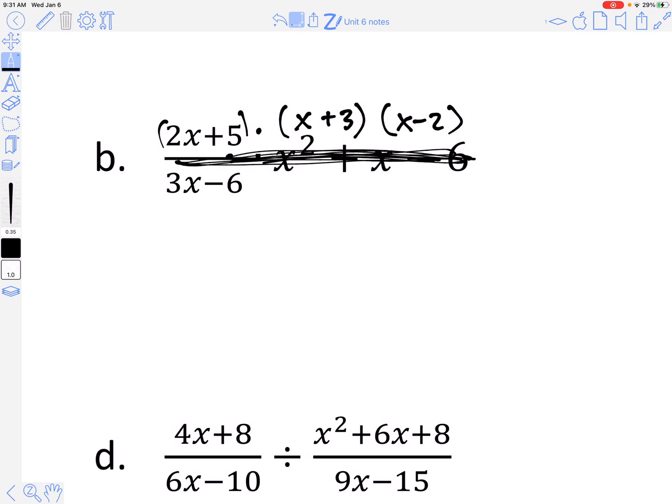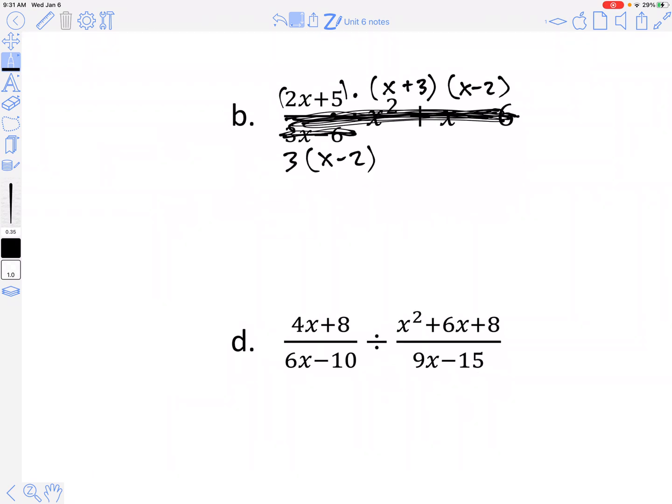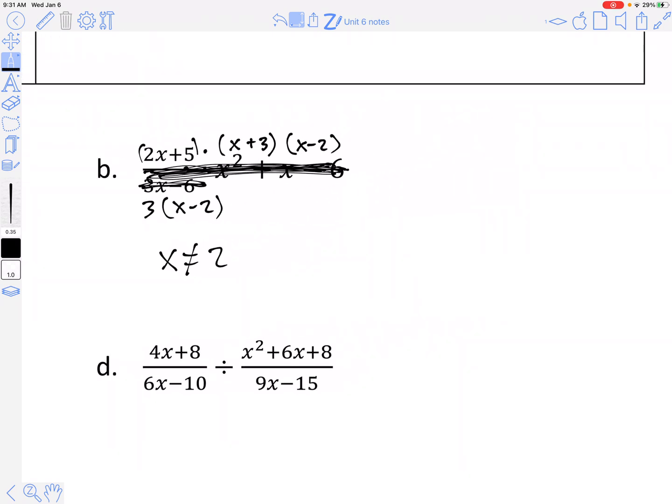So hopefully you already saw that and you're like, what the heck is she doing? All right, we pull out a 3. We're left with x minus 2, and I don't need that anymore. So here's my big fraction, right? I have those 3 factors in the top and the 2 factors in the denominator. So I want to make sure the denominator never becomes 0. And if I do 2 minus 2, I'm going to get 0. So x can never be 2. The 3 is not an issue, right? 3 can never become 0.